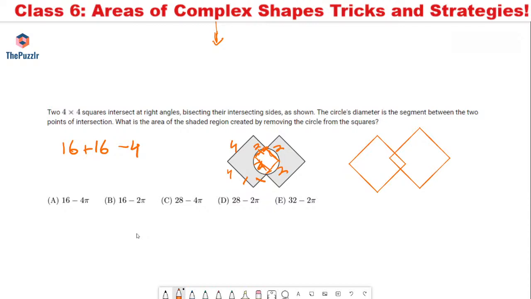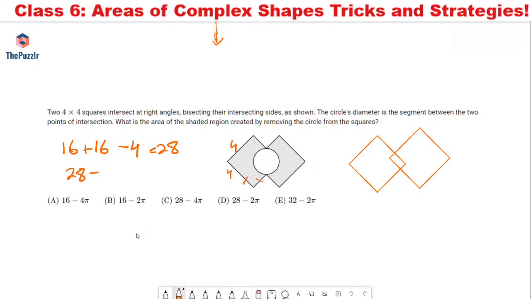So we have 16 plus 16 minus 4, that gives us 28. What's the area of the square now, right? The area of the square is what we don't want. So we have this is 28 minus, well, the square, let's see. The square, if you look at this 2 by 2 square, let me just erase this.